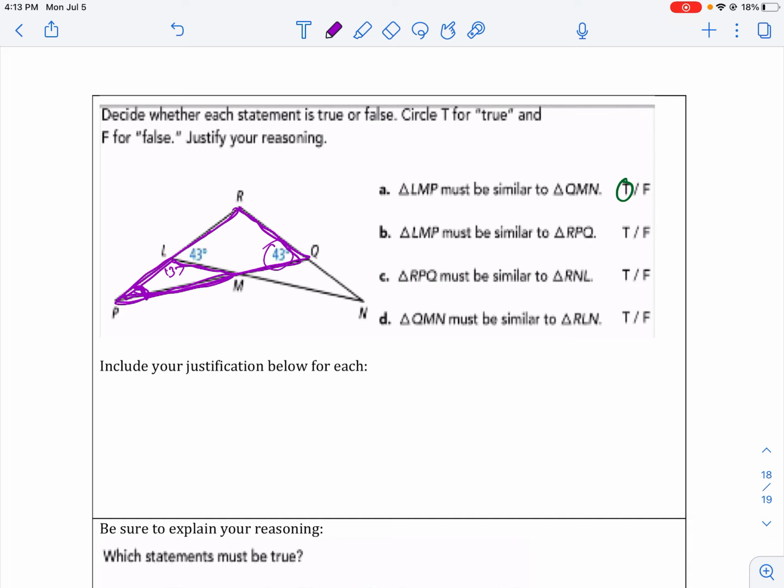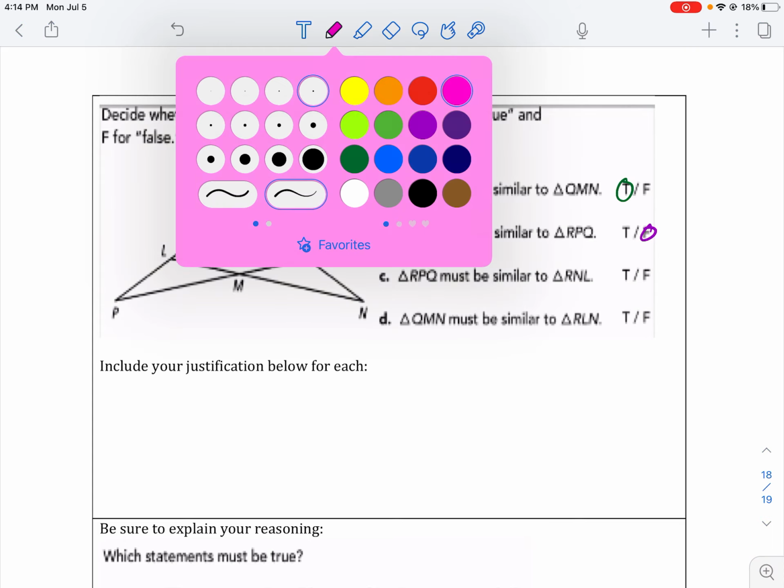Okay, so right now, this is all the information I have. I don't have enough information. I cannot find this angle right here to tell me if that equals 43 degrees. I cannot find this angle right here to tell me if that equals 137. So this is false because we cannot find any more angles than what we just found.